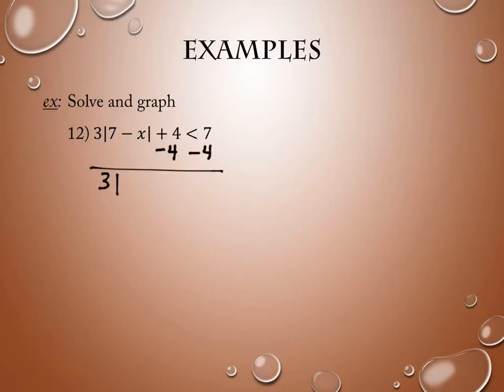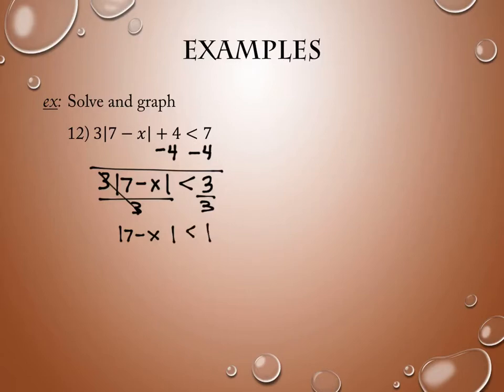So I have 3, and then I have the absolute value of 7 minus x is less than 3. 7 minus 4 is 3. Is the absolute value isolated? Not yet. What else do I need to do? Yeah, I need to divide by 3. So at that point, I do in fact only have the absolute value on the left. 3 divided by 3, of course, is 1. Okay, absolute value has been isolated.